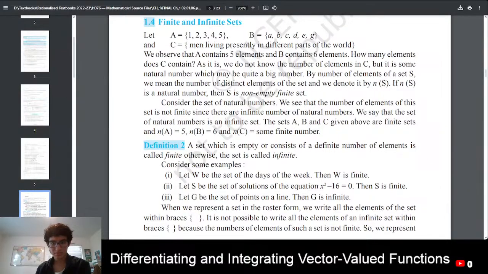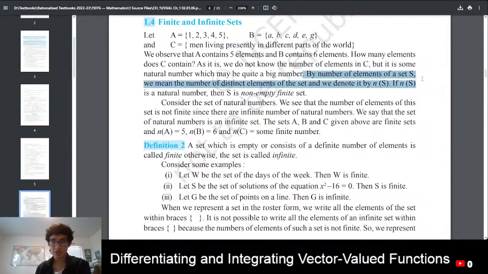Hopefully that made sense. Let's now talk a little bit about finite and infinite sets. So over here, A has 5 elements, B has A, B, C, D, E, G, that's 6 elements, and C has men living presently in different parts of the world. You can probably estimate this. We might not know the exact answer, but it's not going to be infinite because there aren't infinite men living, right? It might be a very, very big number. It could be like several billion, probably like 4.5 billion people, but that's still a finite number, right? So all of these are finite sets. They have a finite number of elements.